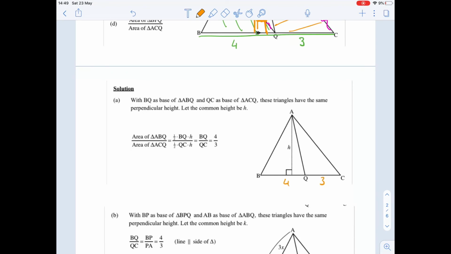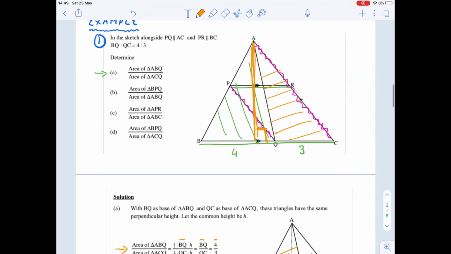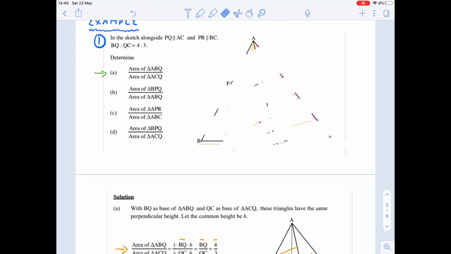okay, we've redrawn it here. If we want to find the area of ABQ, it's a half times base times height, and my base is BQ, and BQ is just 4. And the area of triangle ACQ is a half times base times height, and my base is QC, which has the ratio of 3. So that answer is 4:3. So the area of this triangle to the area of that one is 4:3. Let's go and have a look at the second one now.